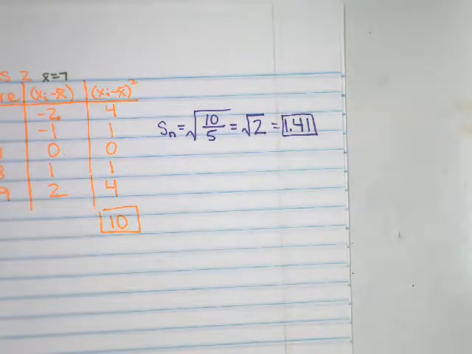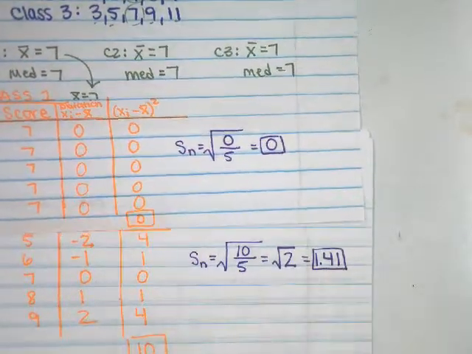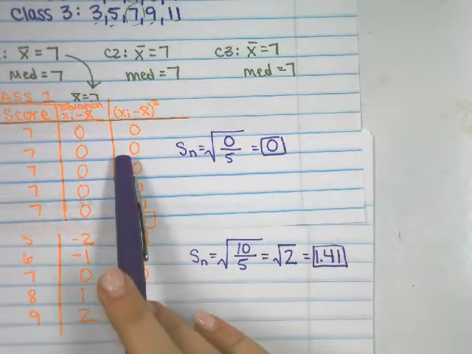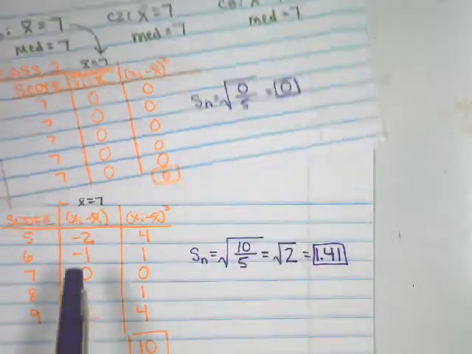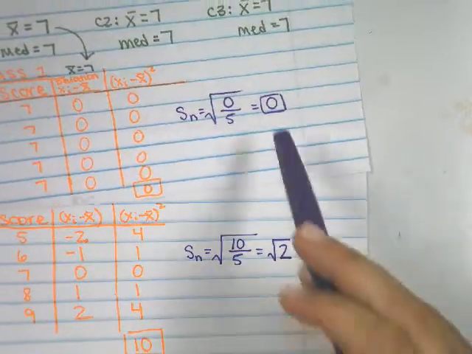So our first class had a standard deviation of 0. Our next class has a standard deviation of 1.41. That means that the data in class 1 was closer to the mean, and the data in class 2 was more spread out. So closer to the mean, more spread out.